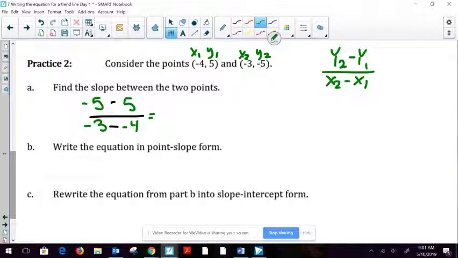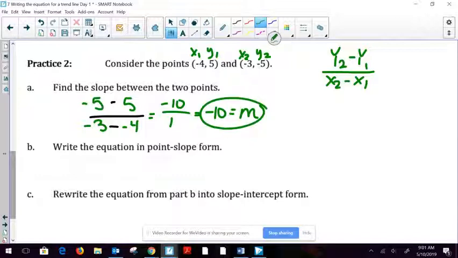The key here again is you have to watch your signs. What is negative 5 minus 5? Great, negative 10 over, what is negative 3 plus 4, or I should say negative 3 minus a negative 4? Good, it is 1. If I divide that out, do I get a whole number? I sure do. So negative 10, and that's equal to my m. So now we said that we're going to substitute it into slope-intercept form.